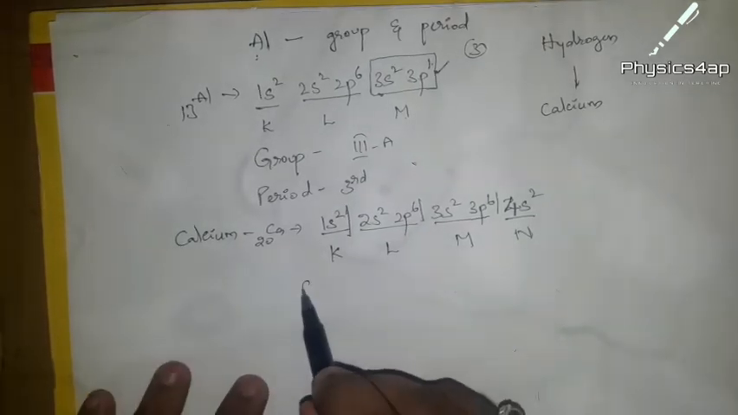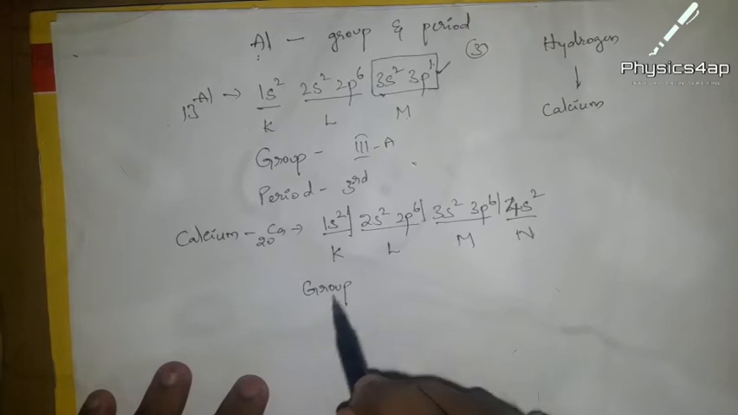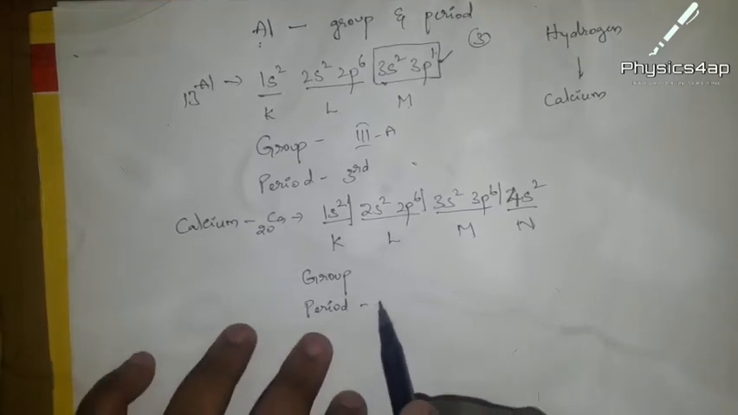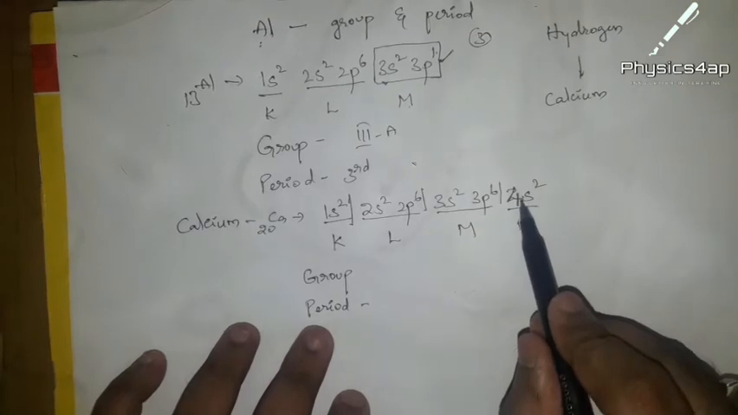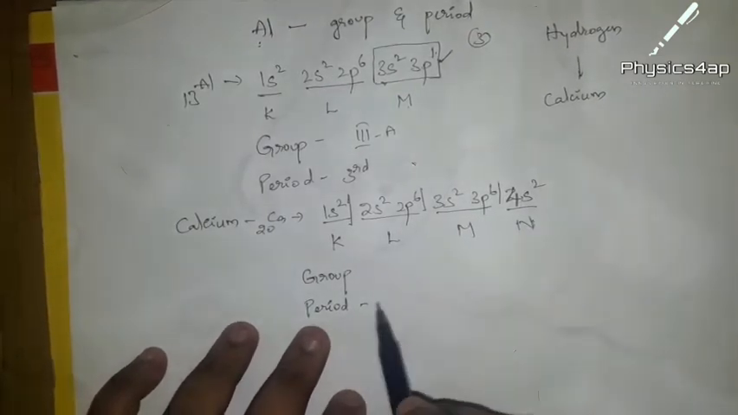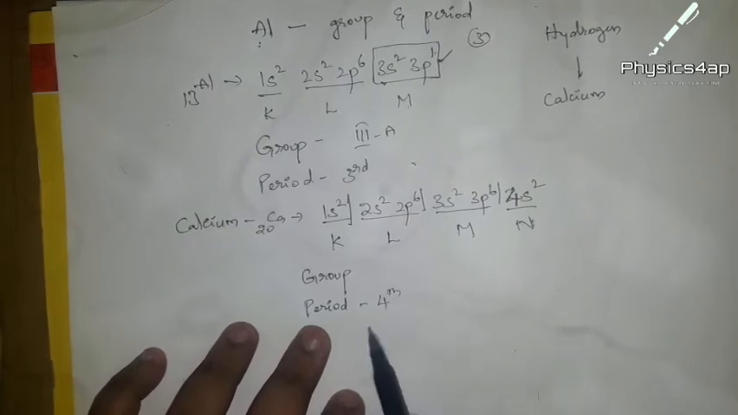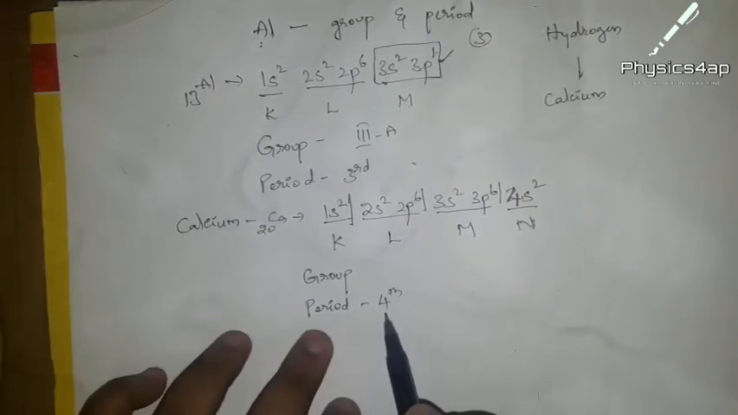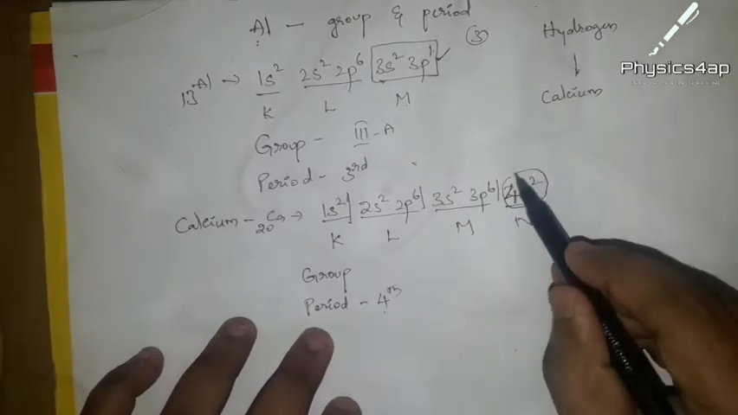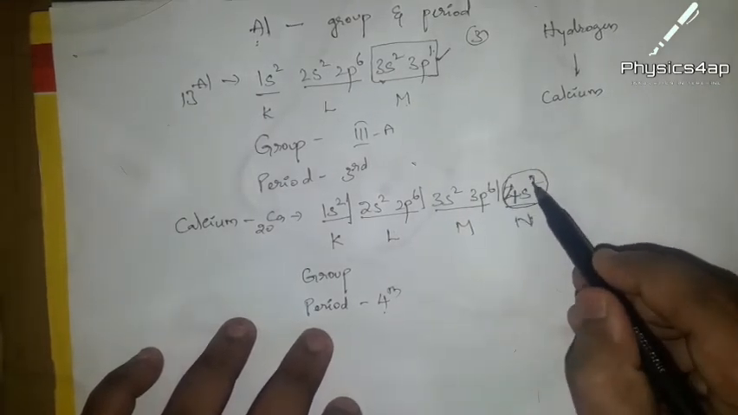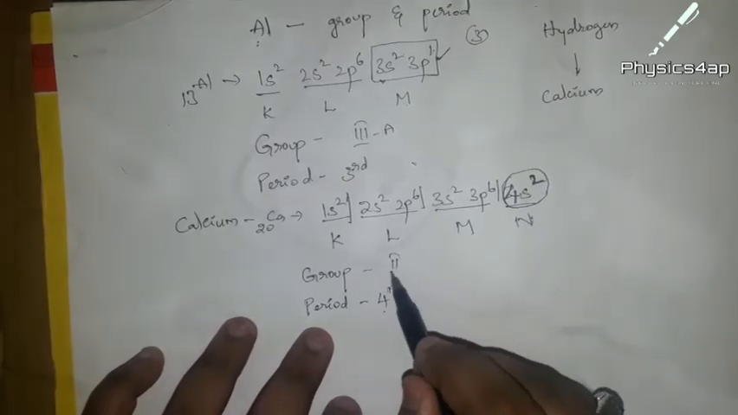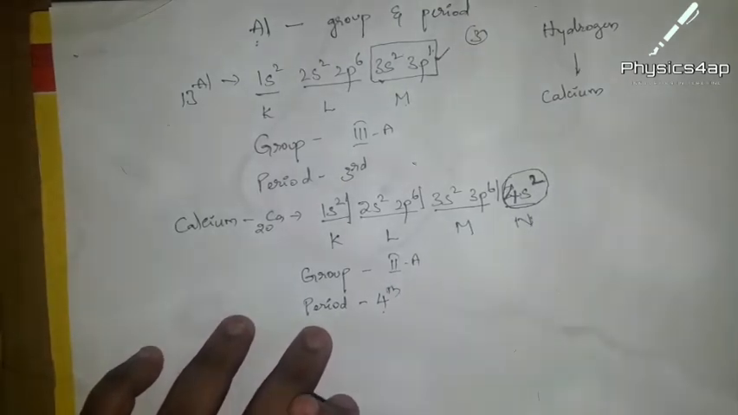Now coming to the group and period, we need to see which group and which period it exists in. As you see here, we have 1 2 3 4 shells, which means the period is 4, so calcium belongs to the fourth period. Now coming to the number of electrons in the outermost shell, we have 2 electrons. As we have only 2 electrons, the group will be 2A.